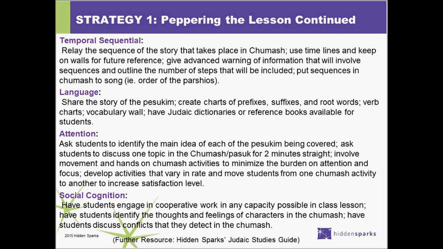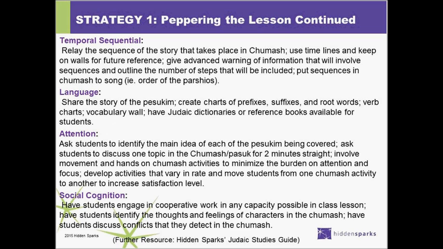On the temporal sequential end, you might ask them to relay the sequence of the story that takes place in the Chumash. You might want to use timelines to help clarify for them the sequence of events, or the sequence of what takes place in the Chumash itself. You might want to keep that timeline on your wall and add to it as the year progresses. You might want to show them how the Parsha influences the timeline and how it corresponds to what you might be doing in Chumash. You might want to give them advanced warning of information that will involve sequences.